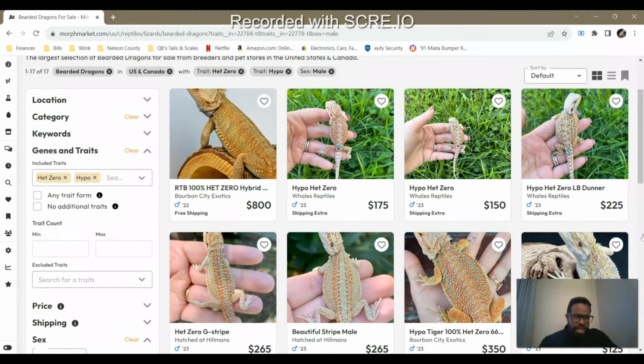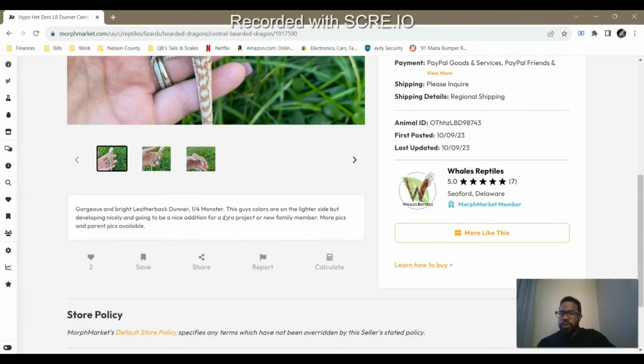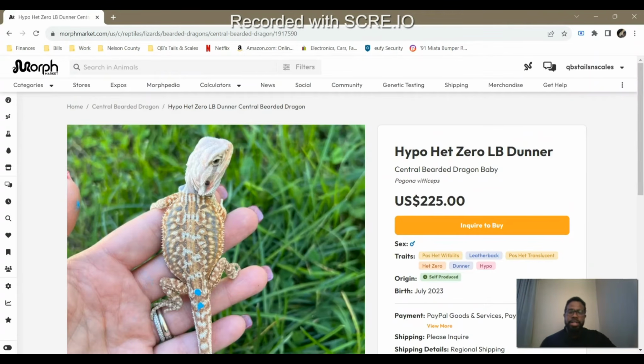So, you know what? I like this hypo het zero leatherback dunner. Let's see if it's a het trans, 66% het trans. It's also possible het wiblets and possible het trans, and 25% het red monster. You know what? I'm not really a huge fan of red monsters, but it is what it is. Most people have red monsters now. So, all right, here's our male, hypo het zero leatherback dunner, possible het wiblets, possible het trans.